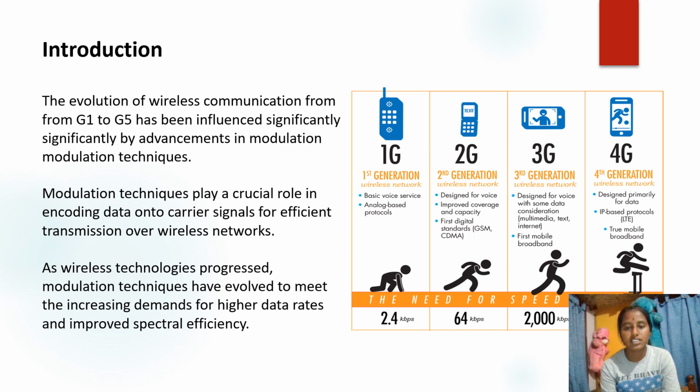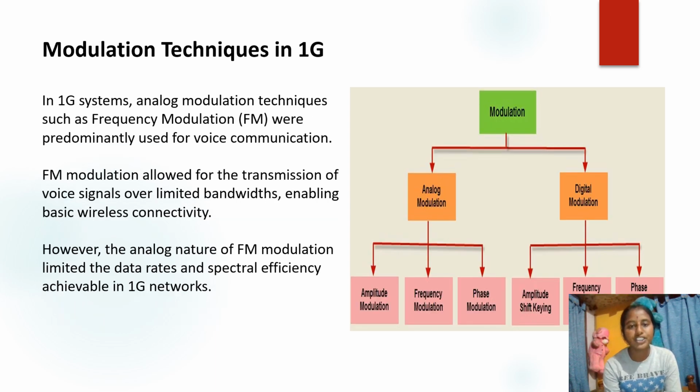First generation wireless network is basic voice services and analog based protocols. In the second generation wireless network, designed for voice, improved coverage and capacity, first digital standards. In the third generation wireless network, designed for voice with some data consideration, multimedia, text, internet, first mobile broadband. And the fourth generation wireless network, designed primarily for data, IP based protocols, true mobile broadband. In these generations, the next is modulation techniques in 1G.